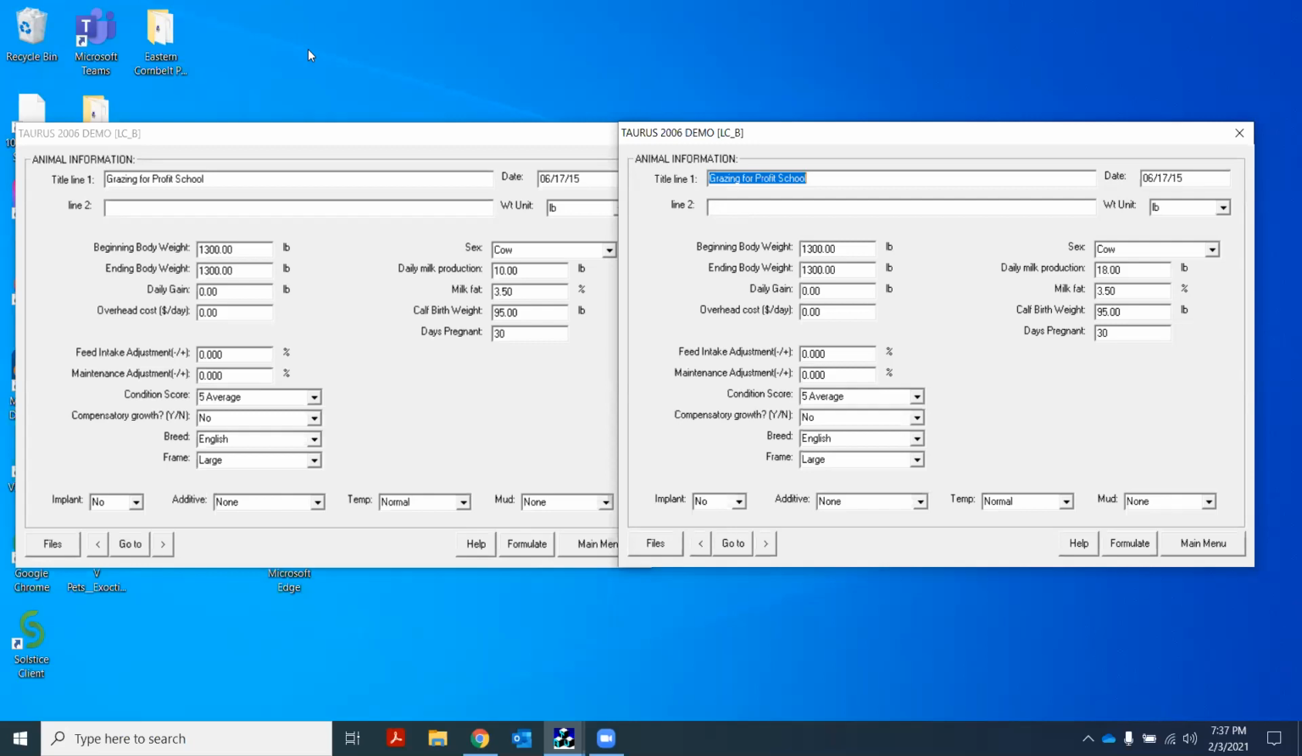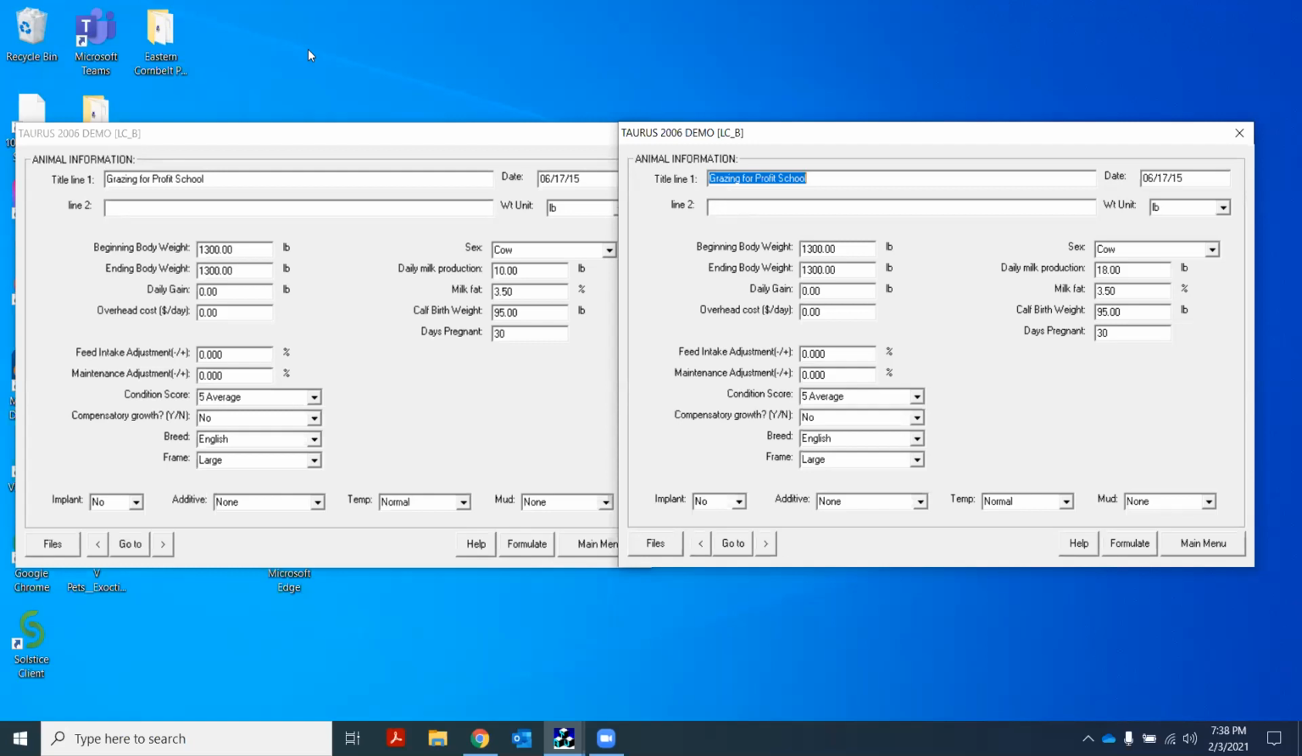What we're doing here is we're going to feed two different cows. You've had time to look at the screen. These are both 1,300-pound cows, and I'd like them to kind of maintain their weight at about 1,300 pounds. They have a condition score of 5. Erica's going to explain what that is a little bit later here, but that's basically an average condition.